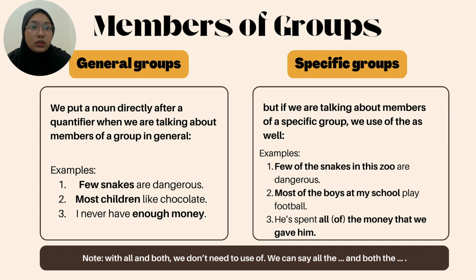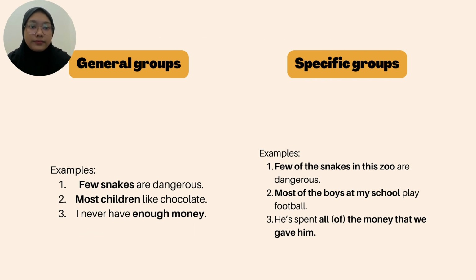But if we are talking about members of a specific group, we use of the as well. Examples: few of the snakes in the zoo are dangerous. Most of the boys at my school play football, and he spent all of the money that we gave him. However, with all and both, we don't need to use of. We can say all the and both the right away.